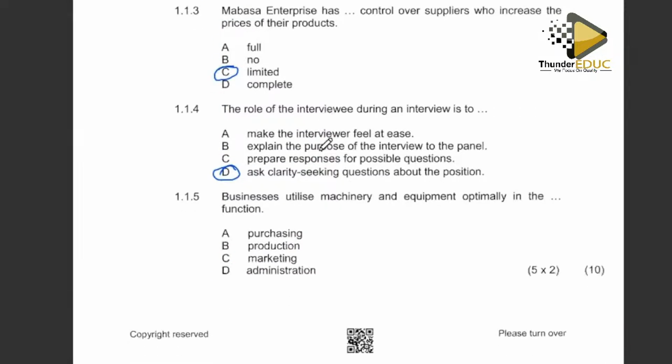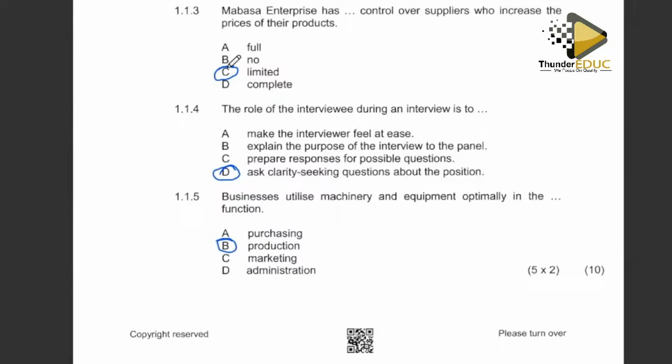So now let's move on to the next question, which is question 1.1.5. Businesses utilize machinery and equipment optimally in the production function. So it means that your appropriate answer in this regard is going to be B.